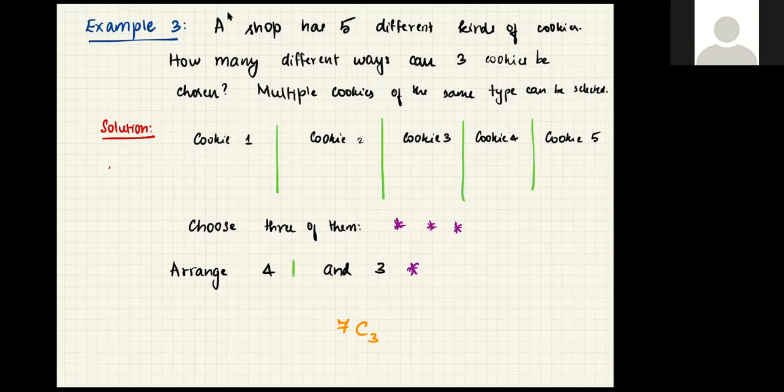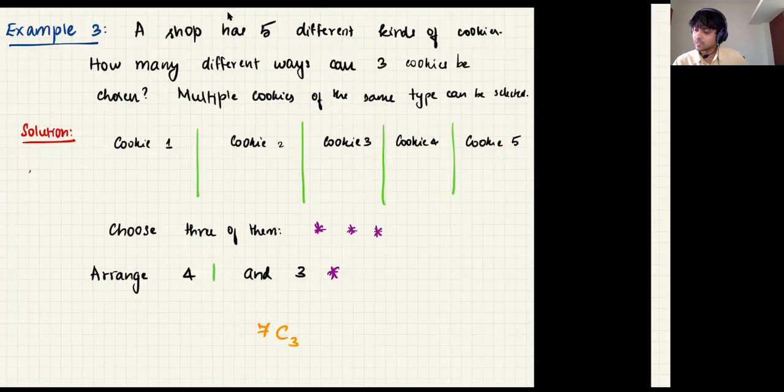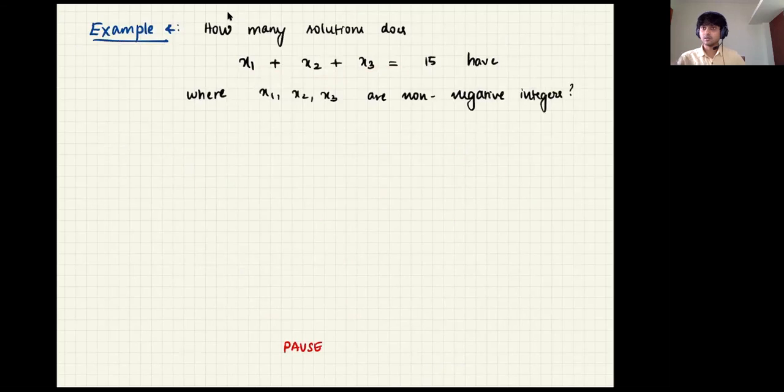Good. Understood. Okay. So I get many answers for this problem. So once again, how many solutions does this thing have? It's the same stars and bars idea. So how do you do it?